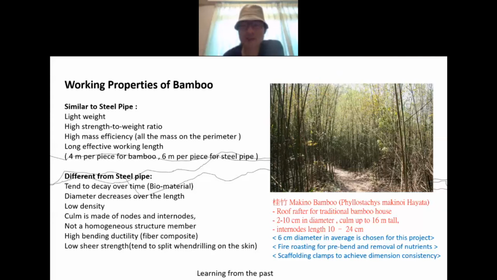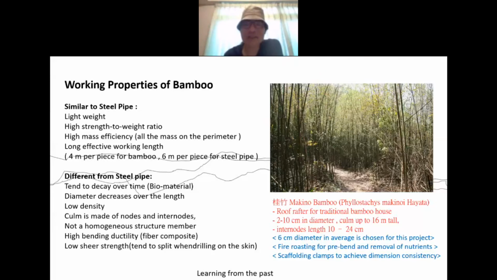And on the right hand side is the bamboo we are using. It's again an indigenous species, and it's also the kind of bamboo that Japan's kendo uses for their fighting sticks, makino bamboo. And it is a common construction material for traditional Taiwan's bamboo house, used as roof rack. In nature, its diameter ranges from 2 to 10 centimeter, but mostly based on our observation, is somewhere between 5 to 8 centimeter. And the pole could be up to 16 meters tall. But of course, the useful length in our estimation is more or less around 4 meters.